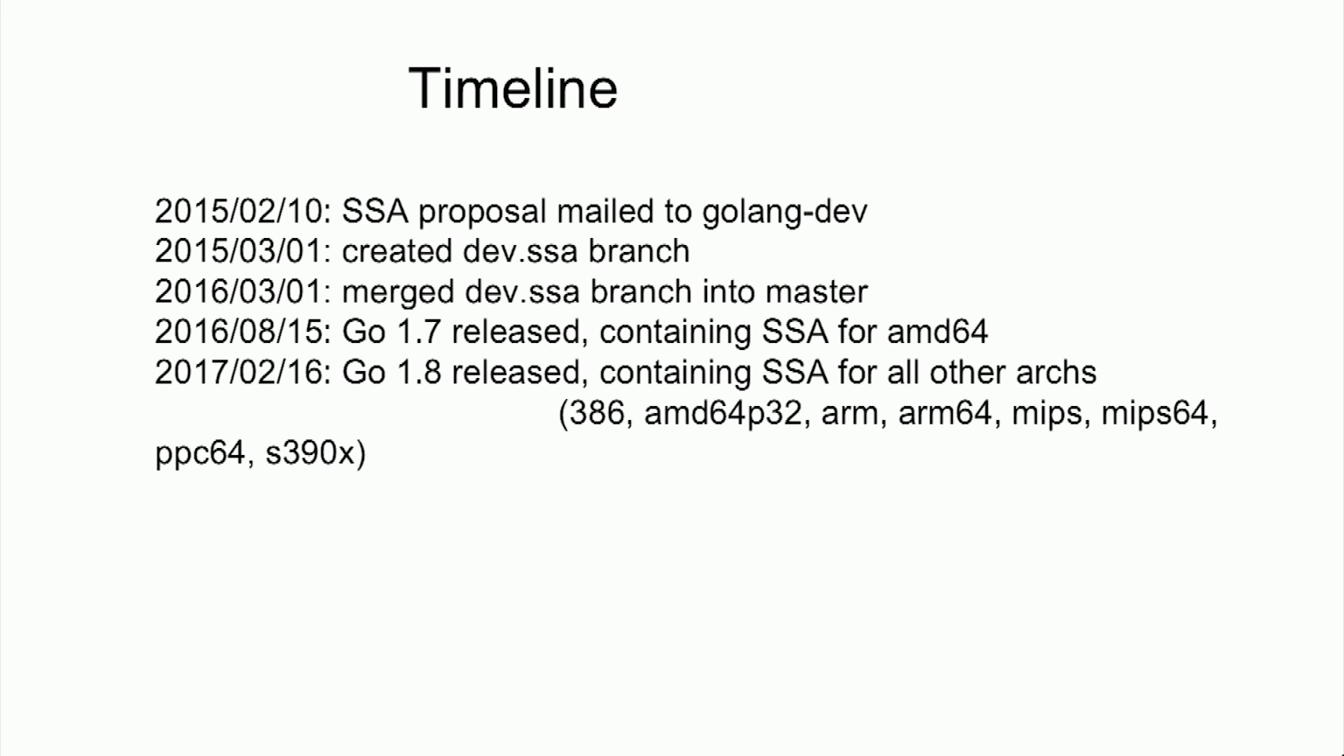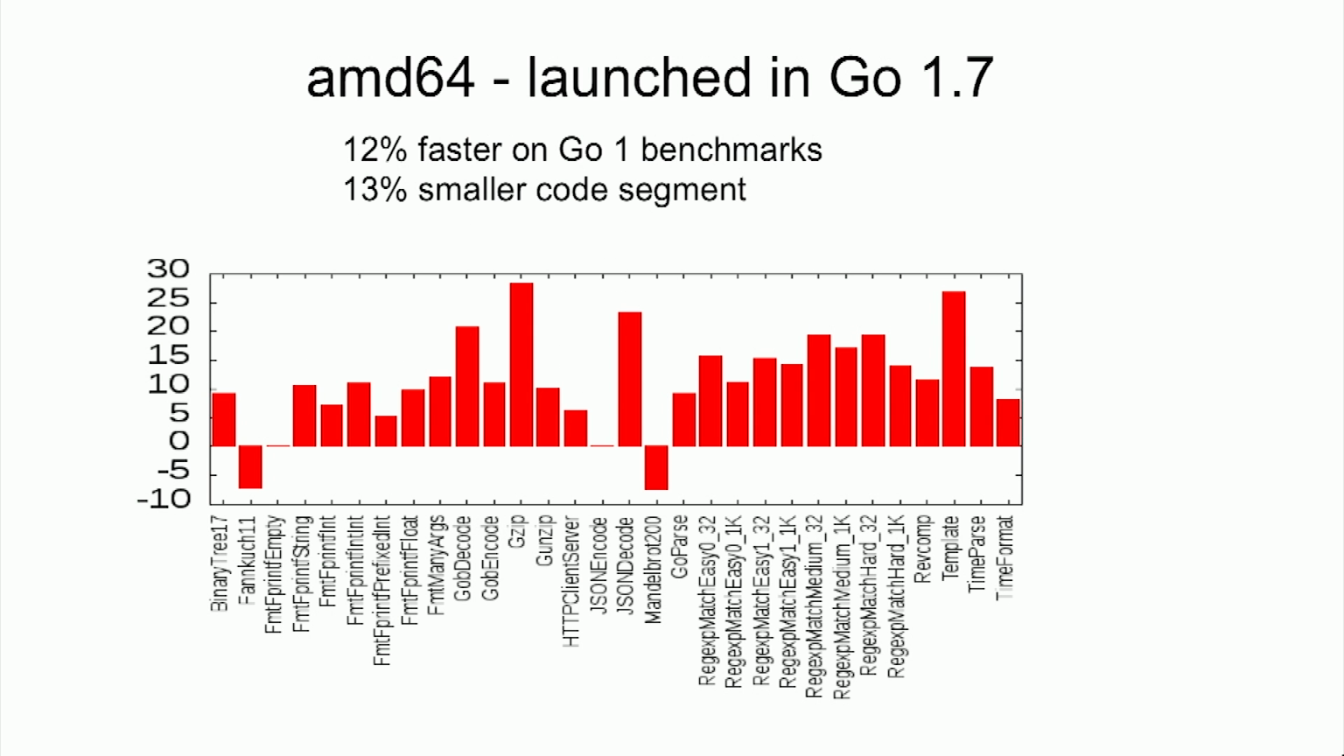The code was now good enough that we decided to put it on master, and then it got released in Go 1.7 for the AMD 64 backend. That's the Intel AMD processors. And then for Go 1.8, that SSA backend was ported to all the other architectures that we support, the 386, ARM, MIPS, PowerPC, IBM, all in Go 1.8. And so let me just show you what kind of performance we get with the new SSA backend.